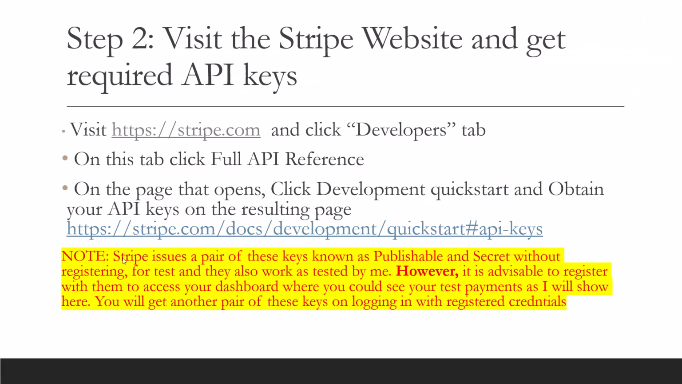Okay. So now this is where I have noted this on this slide. Stripe issues a pair of these keys known as publishable key and secret key without registering for test, and they also work as tested by me. I've already tested it without logging into their website, and also I have registered with them. So that's how I write this. It is advisable to register with them to access your dashboard. You can configure your dashboard to do many other things where you could see your test payments as I will show here. Okay, so you will get another pair of these keys on logging in with registered credentials.